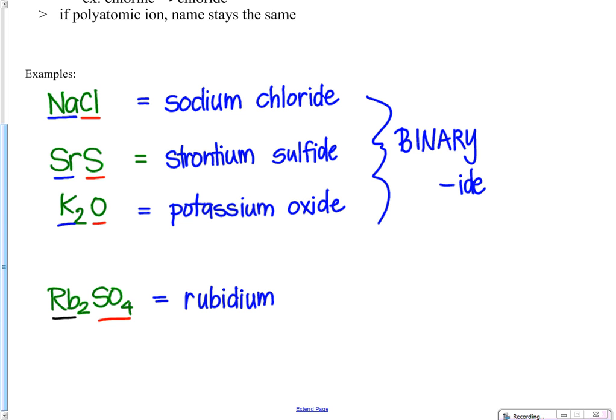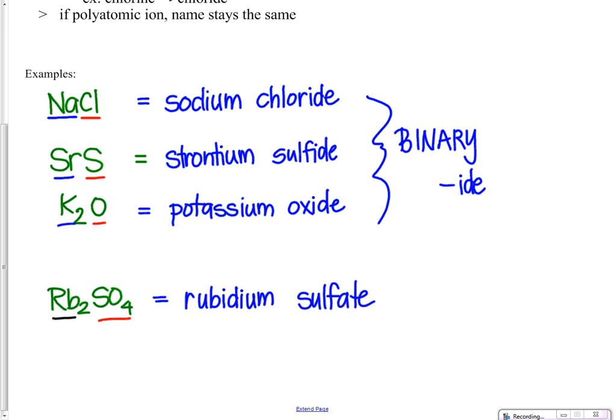Now, the negative part of this compound is more than one element. It's a polyatomic ion. And so you're going to look at your pink sheet, and you're going to find that SO4 is called sulfate. So you are just going to leave that polyatomic ion name alone, and just name the first part of the compound rubidium. The second part of the compound is sulfate. So the name of this compound is rubidium sulfate.